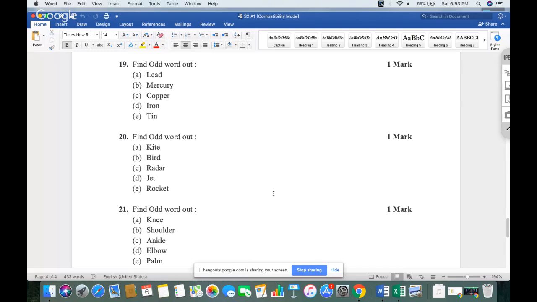Let's go to question number 20. I'm getting two answers, bird and radar. Those giving these two answers, please let me know why. For radar, I'm getting one explanation: radar is the only object given here which is not a flying object, which cannot fly by itself. Answer is radar only because all others are flying objects: kite, bird, jet, rocket. Radar is not something which flies. So that's the answer here. Question 21.